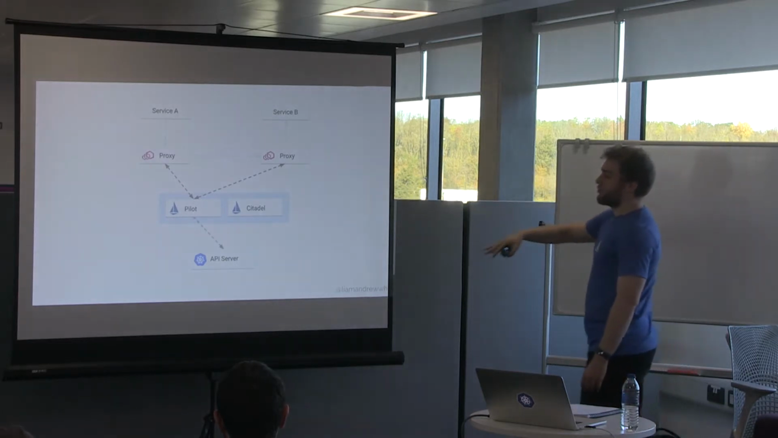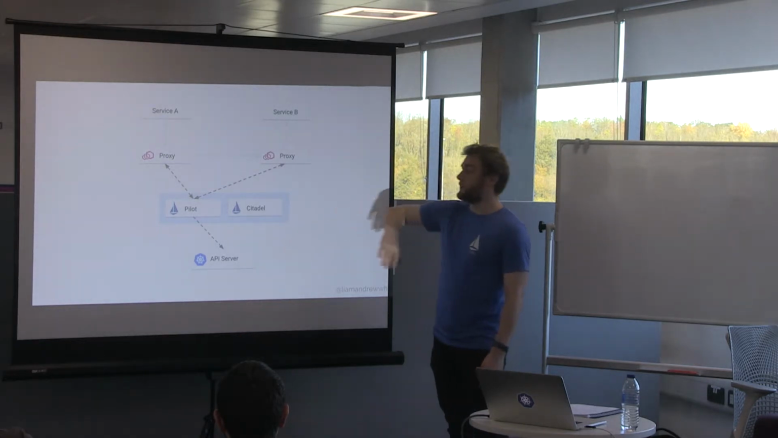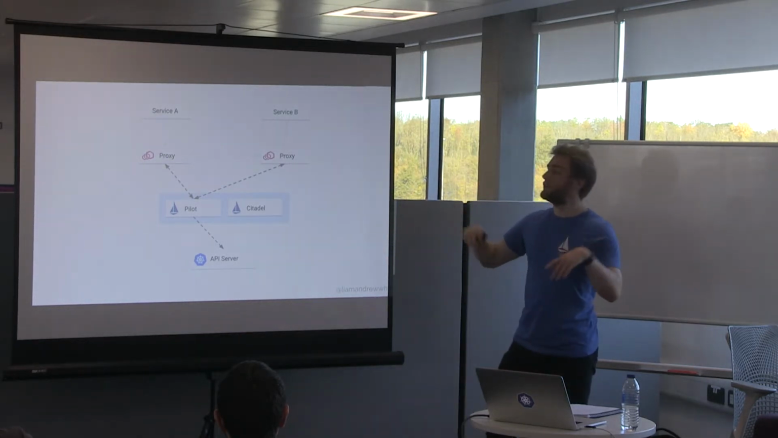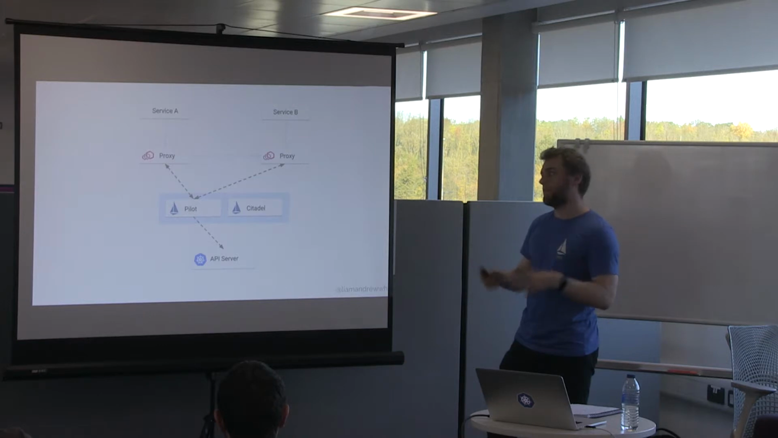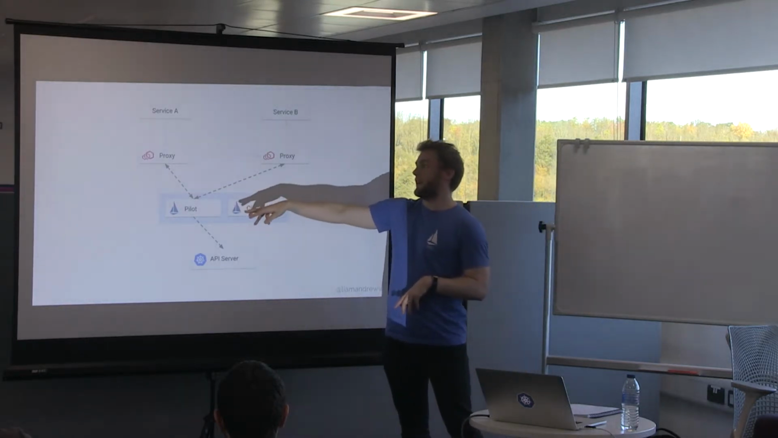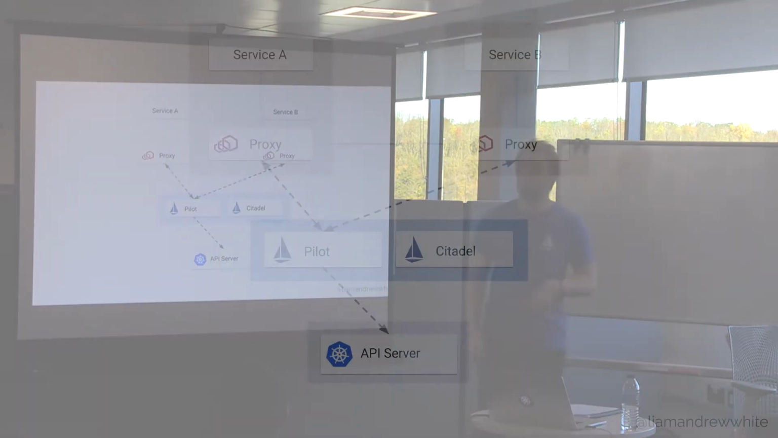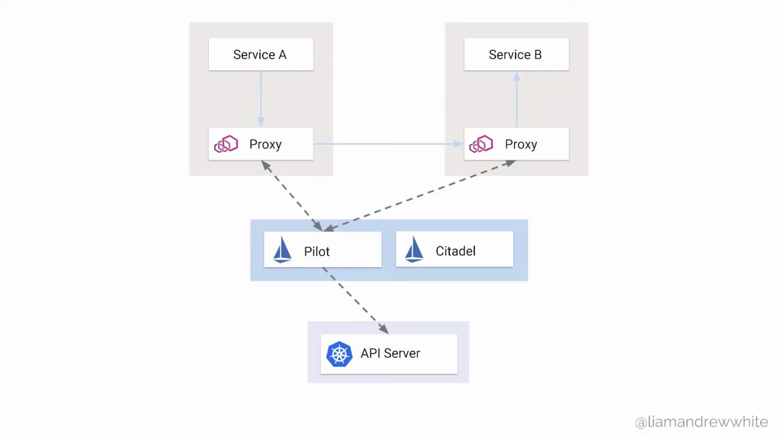Pilot basically then watches the Kube API server for any endpoint or configuration changes that you might have deployed. So if you want to put a network policy in there to do something, then as soon as Pilot sees that that's changed, it will load that in and reconfigure all of these proxies to make them behave how you just asked them to behave.